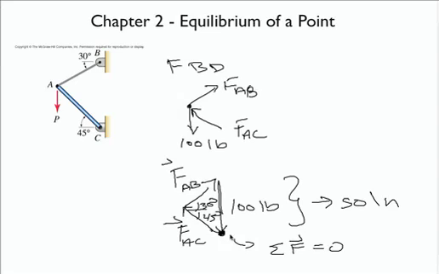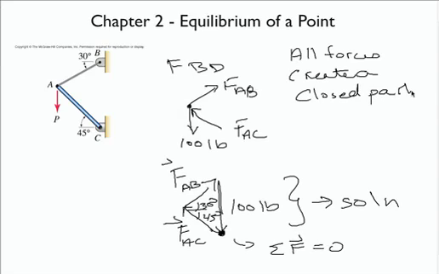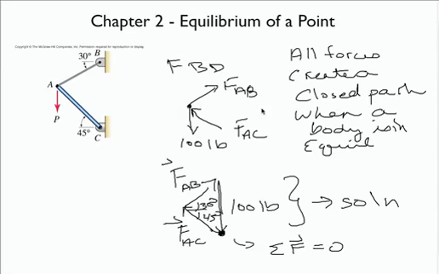All right? So the fact that you draw a closed path of all your force vectors and end up at the same place is a graphical description of 0. And so we can write that and say all forces create a closed path when a body is in equilibrium. All right. And so this is a word statement of our equilibrium equation right here. Sum of forces equal to 0.